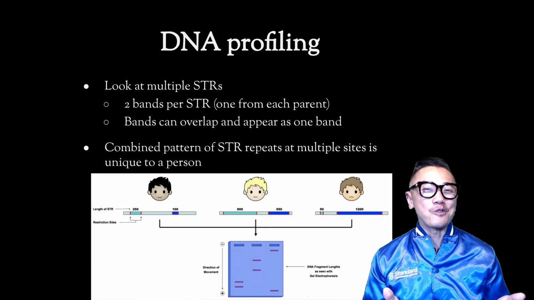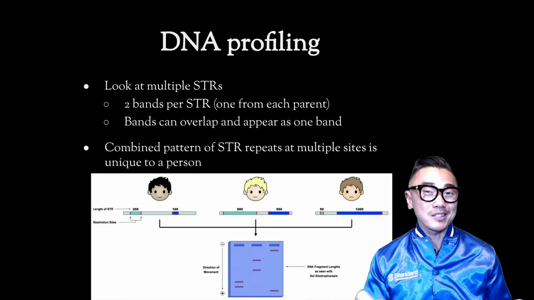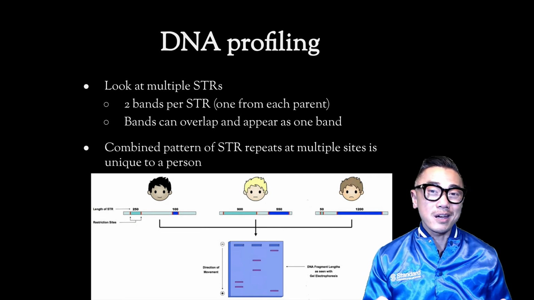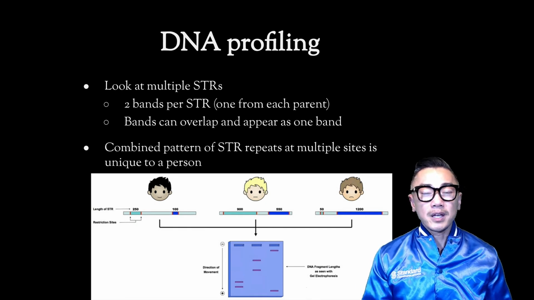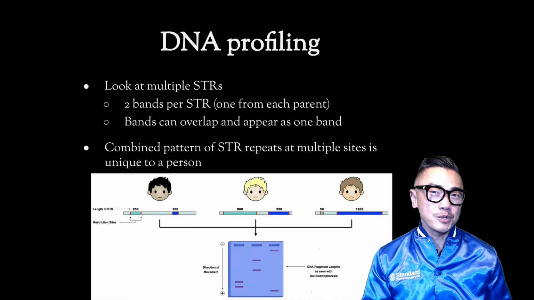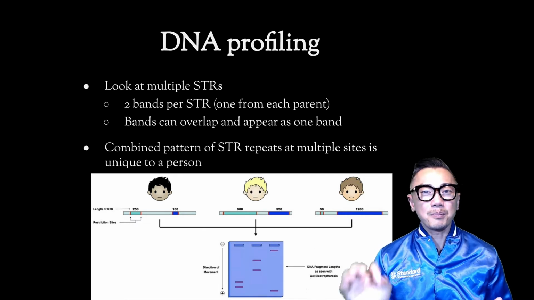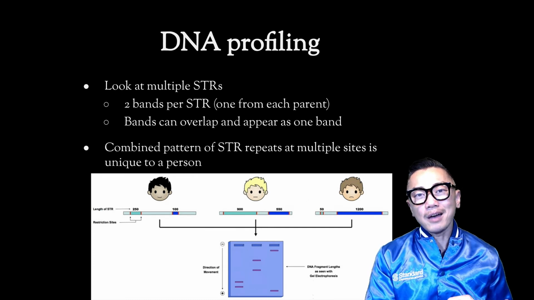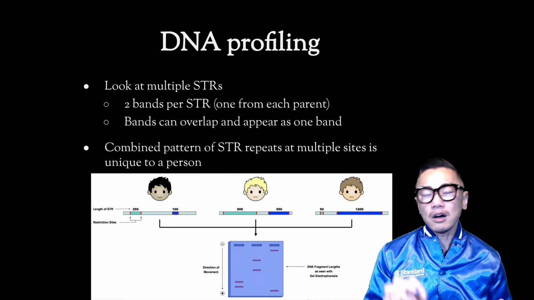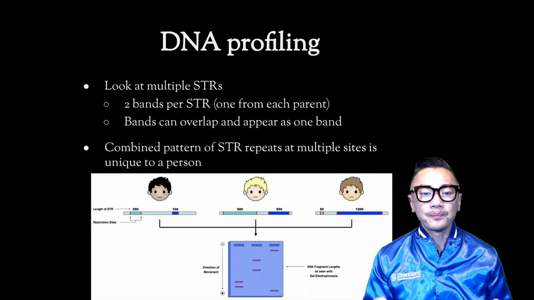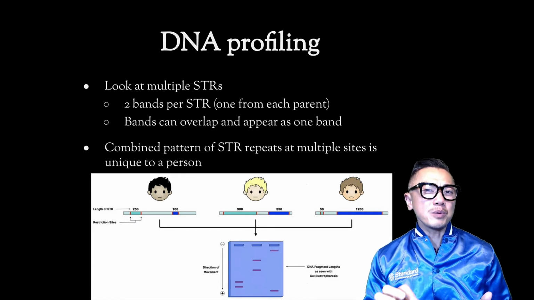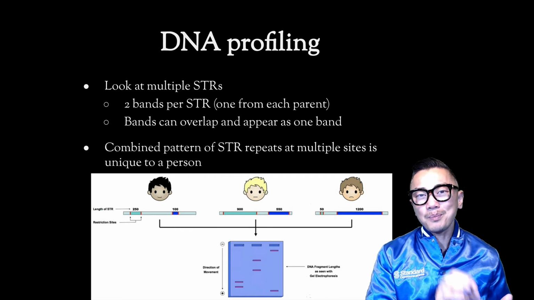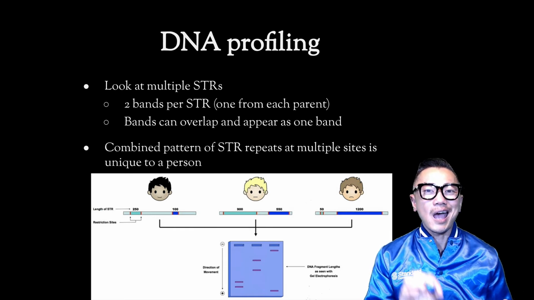When we do DNA profiling, we want to use multiple STRs. For every STR you use, you get 2 bands, one from each parent. One band comes from the maternal chromosome, and the other band comes from the paternal chromosome. On top of that, the bands can overlap and appear as one band on your gel or DNA profile. To make sure that no 2 people have the same DNA profile, we want to use a combined pattern of STR repeats at multiple sites.